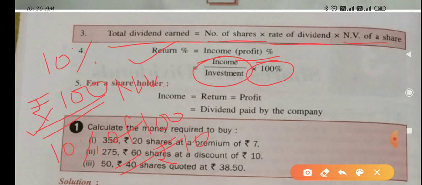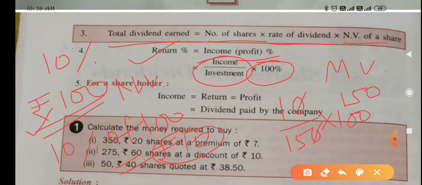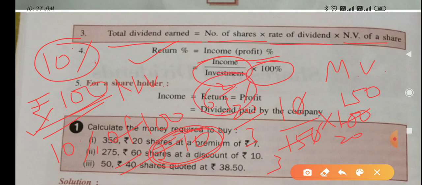But suppose you are purchasing this 100 rupees share from the market at rupees 150. According to you, 10 rupees is the profit on 150 rupees. So convert it into percentage: 10 upon 150 into 100, which gives 20 upon 3, 6 whole 2 upon 3%. According to the company, this 10 rupees is 10%, because the company calculates the dividend on NV. According to you, this 10 rupees is 6 whole 2 upon 3%.